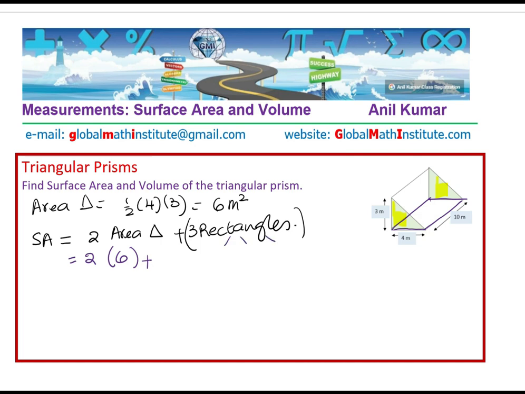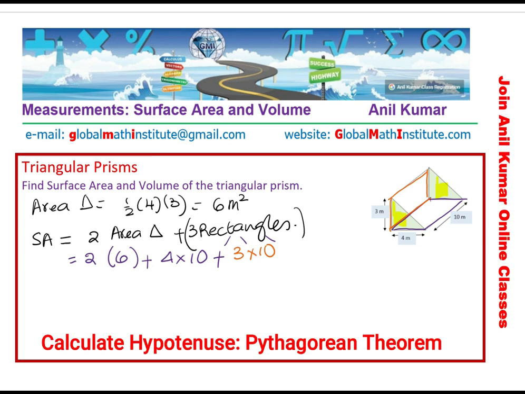So first is the base, which is 4 times length into width, right? 4 times 10, right? Plus, now let's look into the second one, which is, let's say, the back side of it, right? So here the dimensions are 3 times 10, right? 3 times 10. And now let's add to this the fourth one, the third one rather. So which is this? You see this?